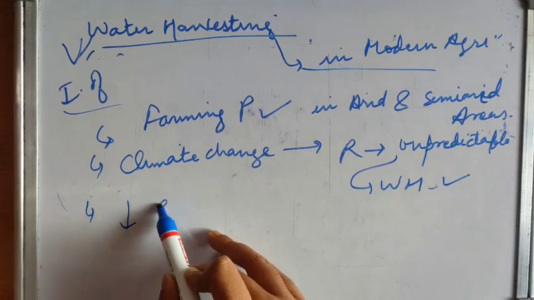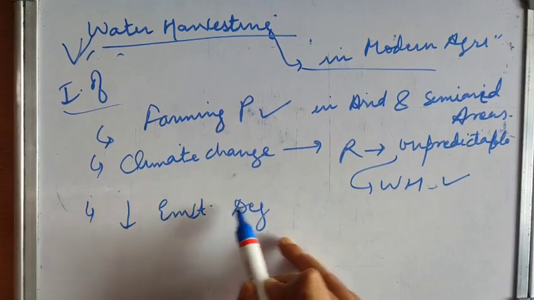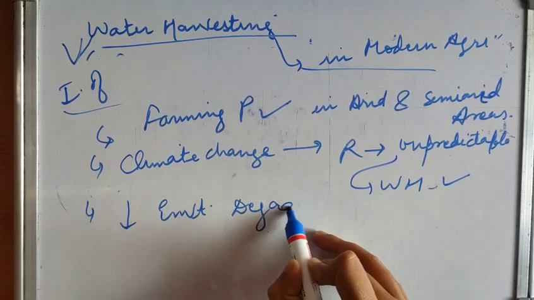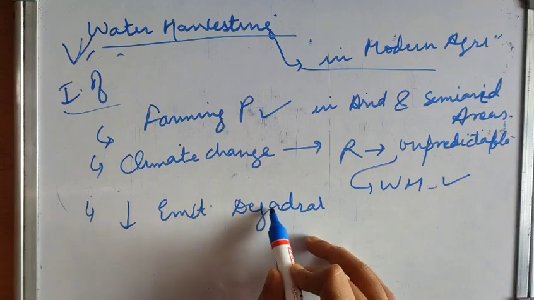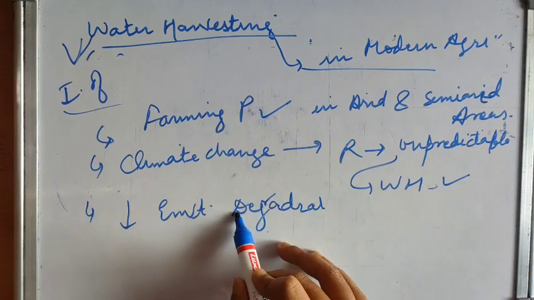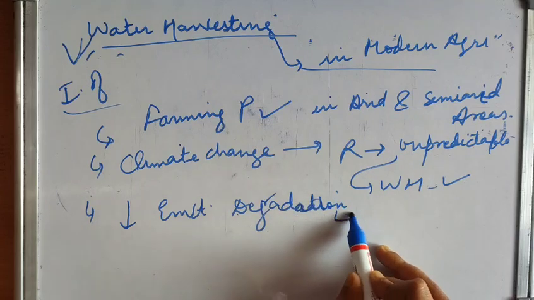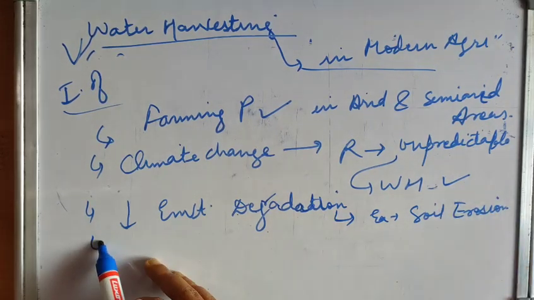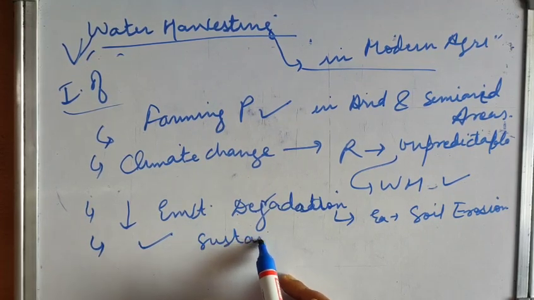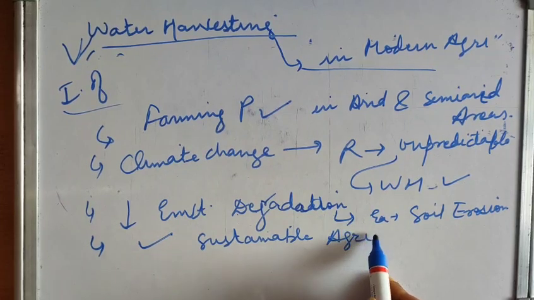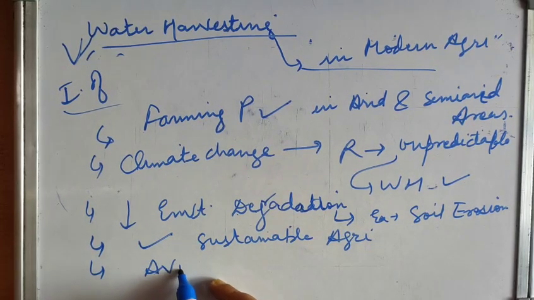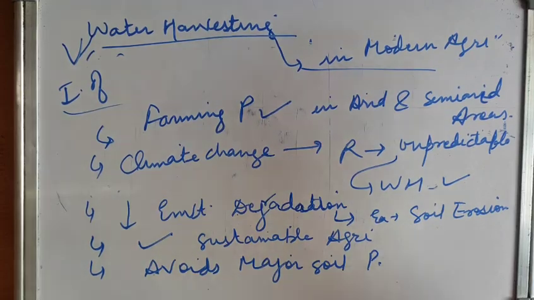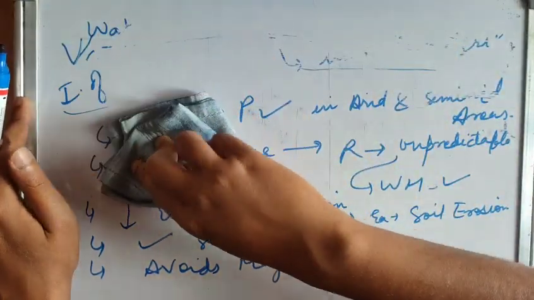It reduces environmental degradation, such as soil erosion. Environment, in short form, I have written ENVT. It will help achieve sustainable agriculture. It avoids major soil problems. So these are the importance of water harvesting for modern agriculture.